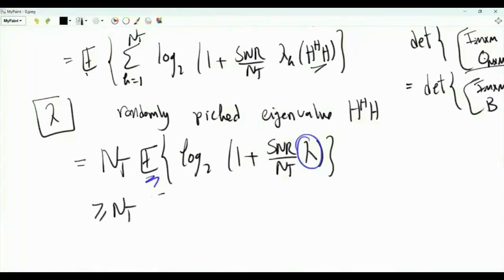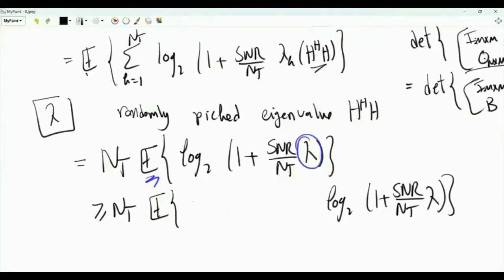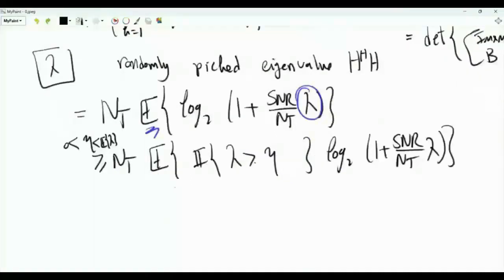Now, let's lower bound by inserting an indicator function in the expectation. I will insert the indicator function that lambda is strictly greater than eta. So what is eta? Eta is strictly positive, and let's take it to be strictly less than the expectation of lambda. This is a lower bound because here we have ones, but this one is replaced by the indicator. The indicator is 1 if lambda is greater than eta. The indicator is 0 if lambda is less than or equal to eta.